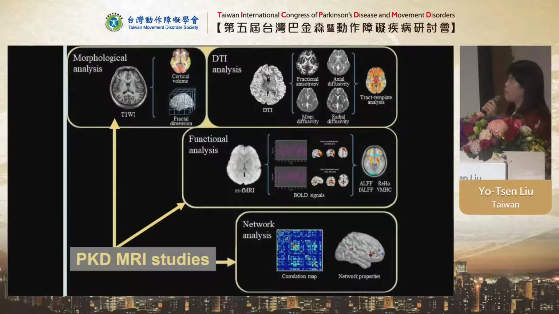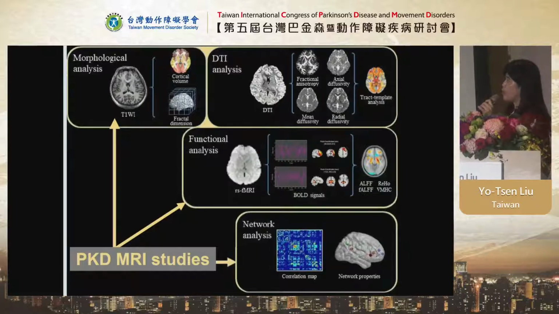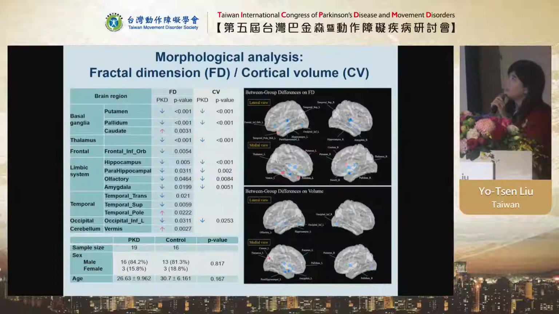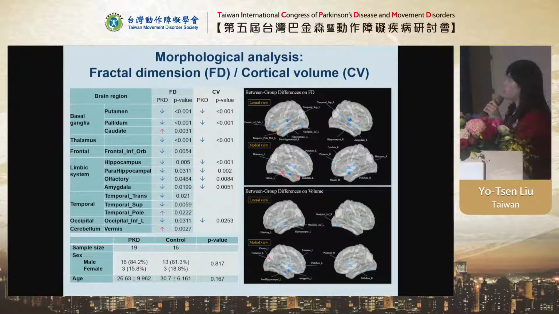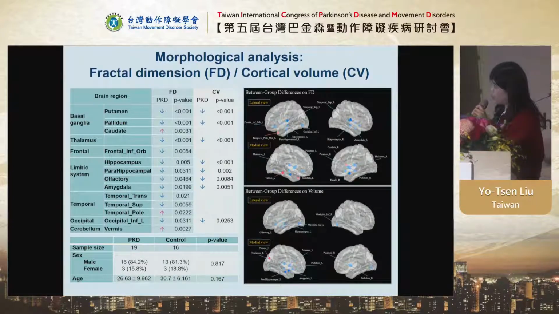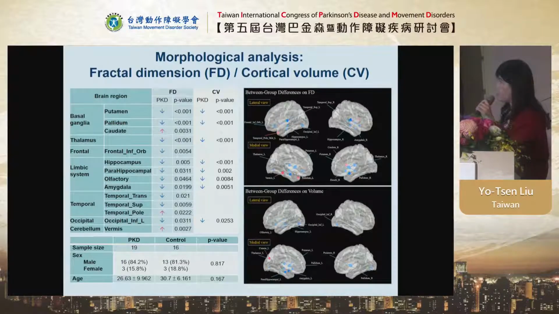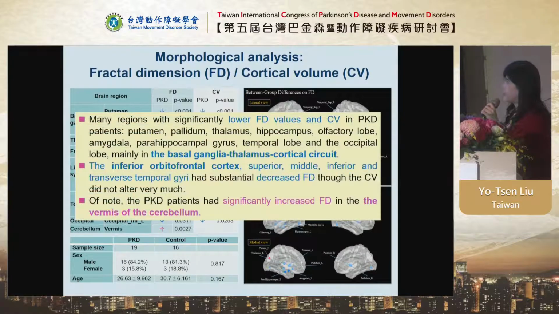We look at the morphological analysis, we look at the DTI analysis, and also we do the functional analysis and the network analysis. Let's first look at the morphological analysis. We measured the cortical volume and the fractional dimension. You can see in PKD patients, most of the regions have significantly decreased cortical volume and fractional dimension.